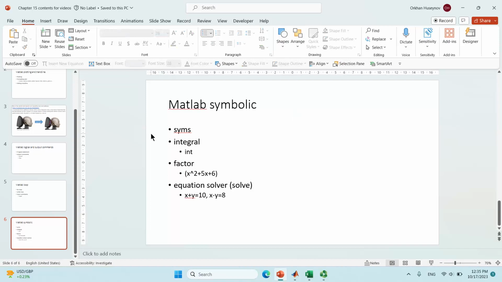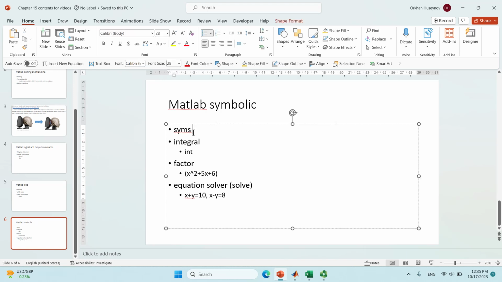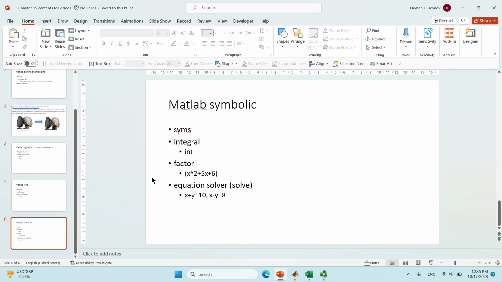This is the last section of the chapter. Here I will talk about MATLAB Symbolic, and then I will talk about the syms command. This is generally used to insert the symbols that you have, and then integral, and then factor and equation solver. I will use the three of them, but there are lots of symbolic operations in MATLAB. You can choose whichever you want. So I'm just showing an example of how it works.